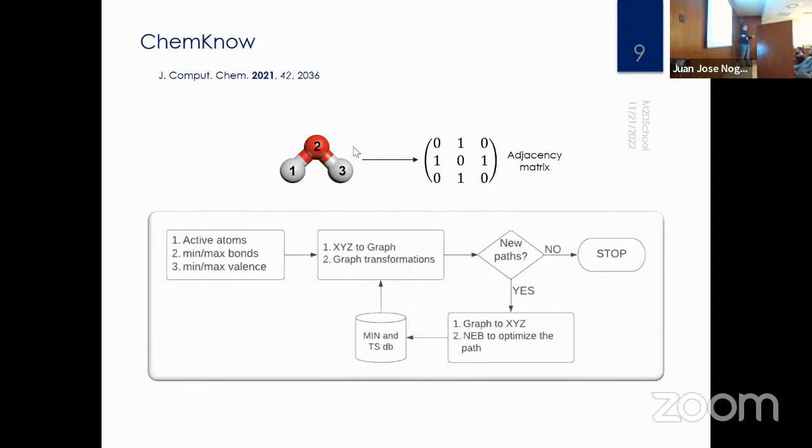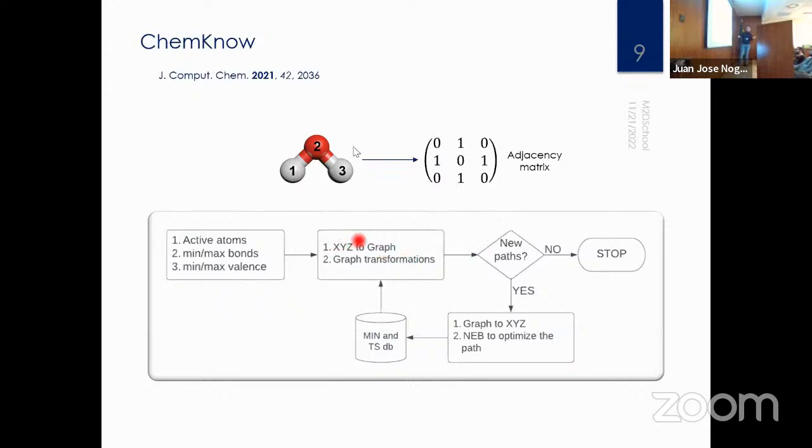So once you have that, you create a database with the minima, with the transition states, you create a reaction network, and then you run the kinetics. Exactly the same. We just change the way in which we find the structure, the transition states and the products. And there are several algorithms for these transformations, by the way.